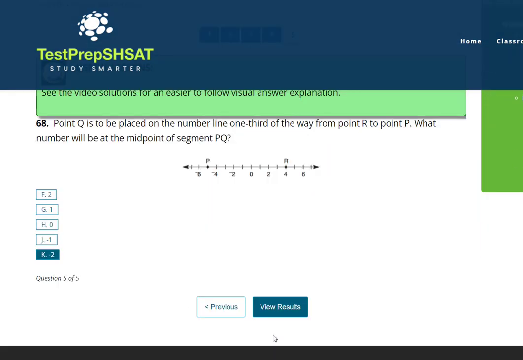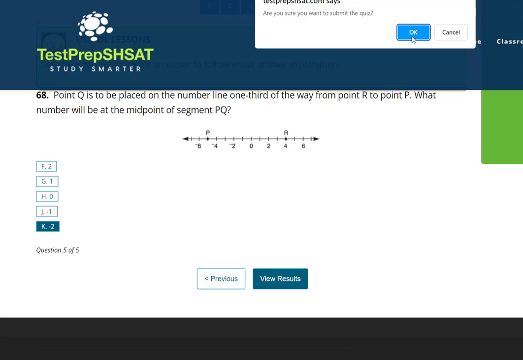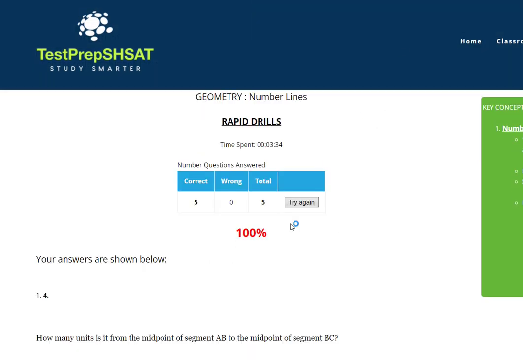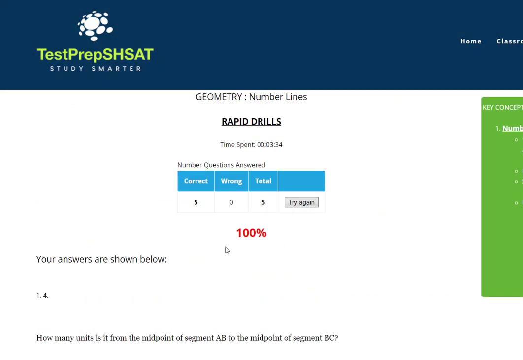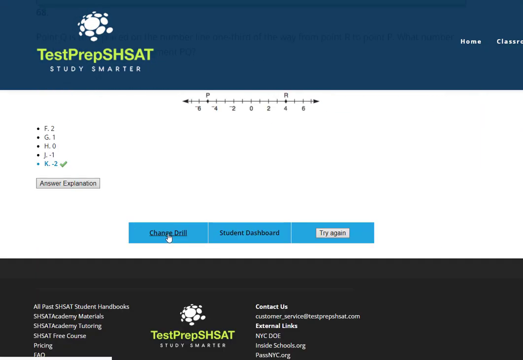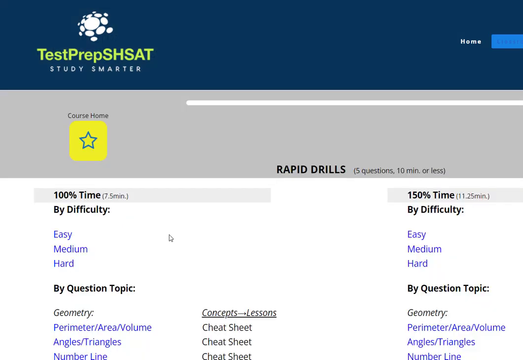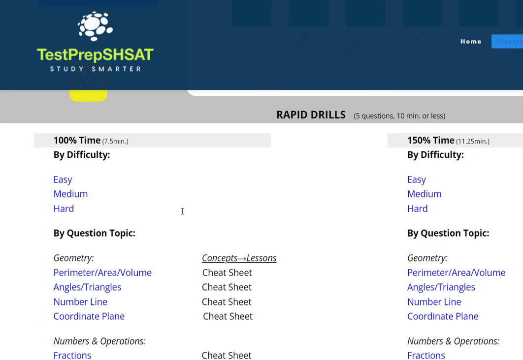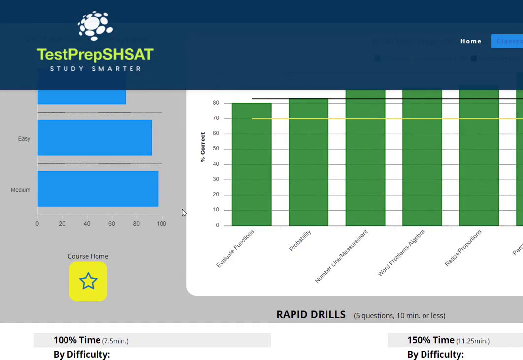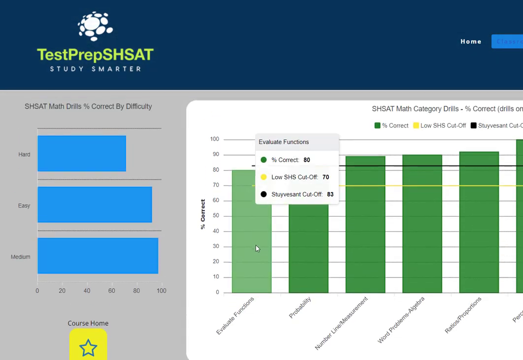Okay, I'm done with my number line drill. Let's view the results. And I got 100% again. Yay, excellent. So again, I have all my details and answer explanations, and I am going to go back to my results to change the drill, which basically takes me back to my rapid drills page. And now I will see, number lines is no longer the worst performing segment.